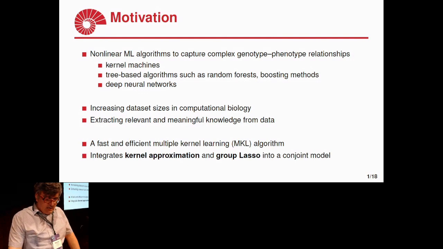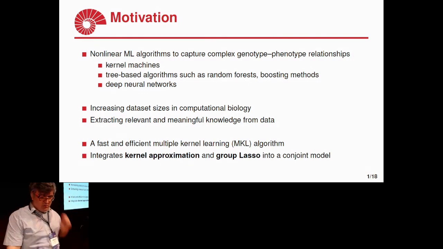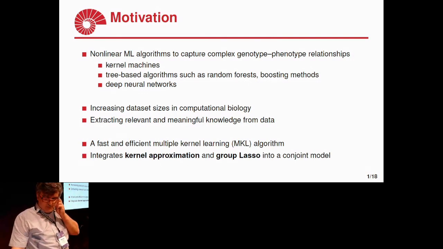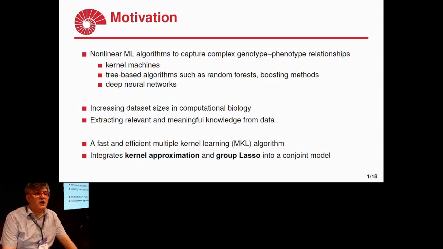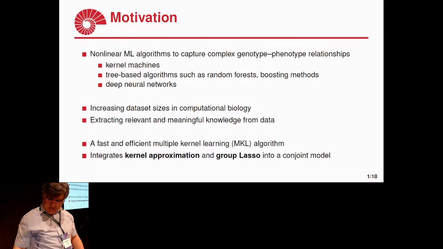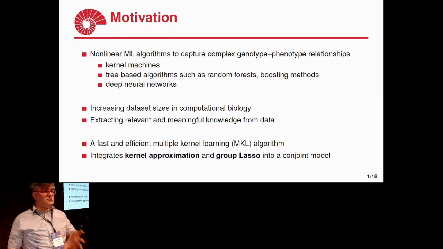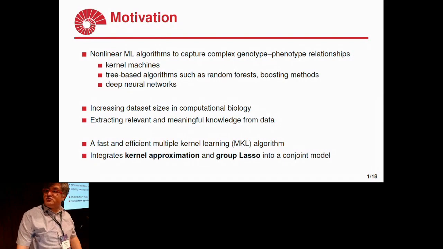Okay. Today I'm going to talk about our algorithm, the multiple approximate kernel learning algorithm. And we have two main ingredients. One of them is kernel approximation to make it much, much faster. And the second step of the algorithm is group lasso to extract meaningful information from the biological data set. So I will explain these two ingredients first. Then I'm going to explain how we integrated these two into a conjoint model.